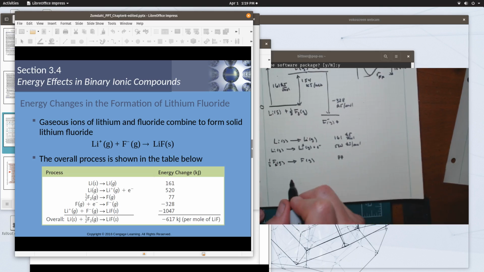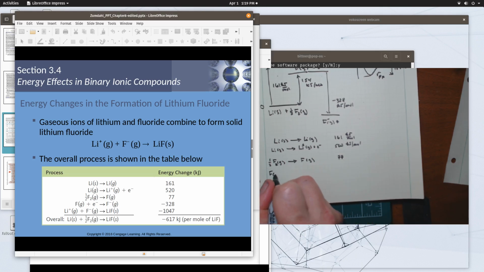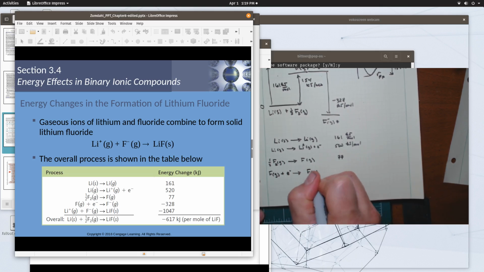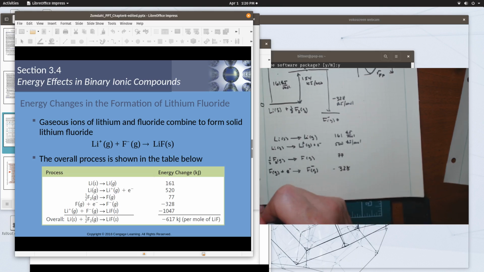Okay. The next thing, I need to dissociate this guy. I can react that with that electron, F, gas phase, plus an electron. That gives me an F minus, minus 328 kilojoules per mole.